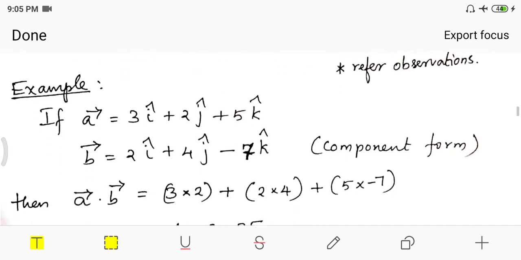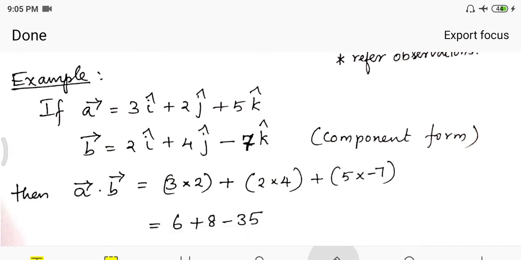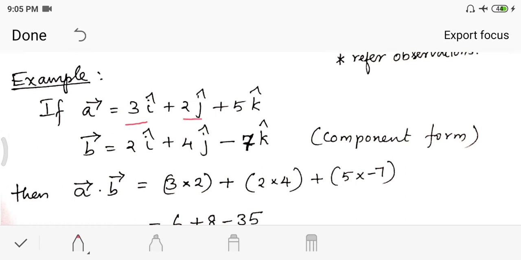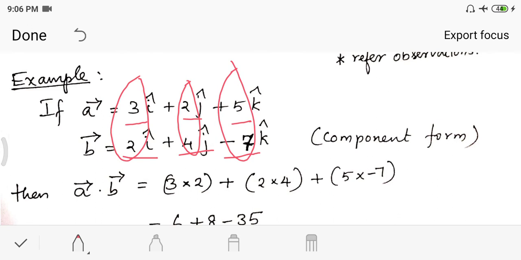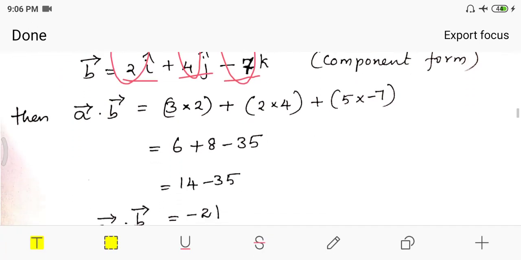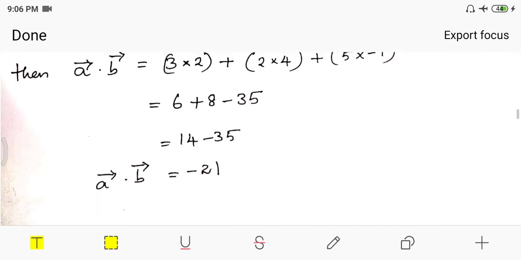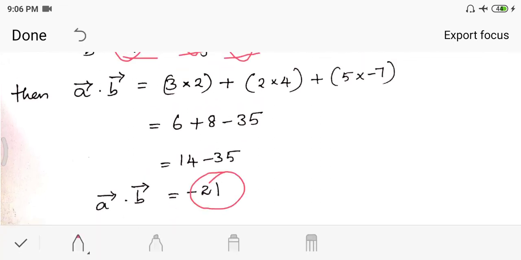Okay, say for one example. A vector is 3i, 2j and 5k vector. B vector is 2i cap plus 4j cap minus 7k cap. If you want to find A dot B, what you will do? You will multiply i cap components 3 into 2 plus j cap component plus k components. That's all. Because i dot i will become 1, j dot j 1, k dot k will become 1. So you are left with only the numerical values. So according to this question, we got minus 21 is the final answer.